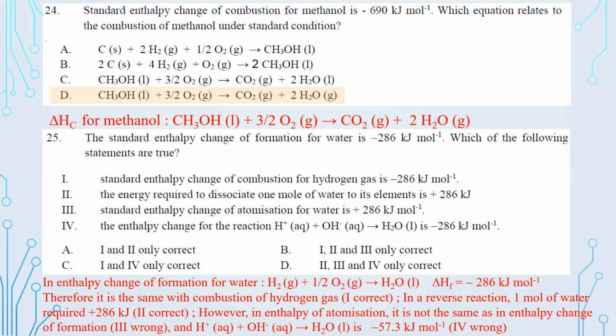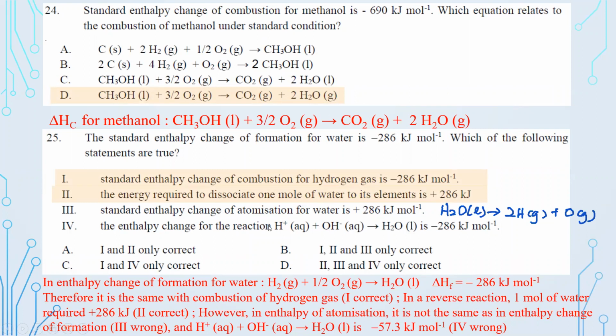Number two, therefore it is the same with hydrogen. In the reverse reaction, 1 mole of water is required positive 286 kilojoules. So 286 is correct. Okay, and then standard enthalpy change of atomization for water is 286, which is wrong because atomization is formed at top. Here I'm going to write the equation. You shall have H2O liquid will dissociate to give 2H gas plus O gas. So it is a different equation already. So it's not equal to 286, so 3 is wrong.